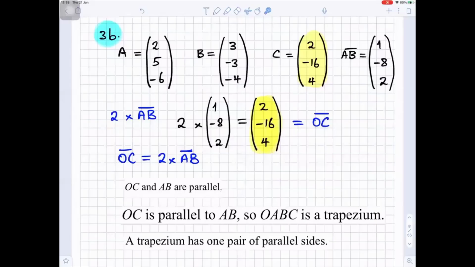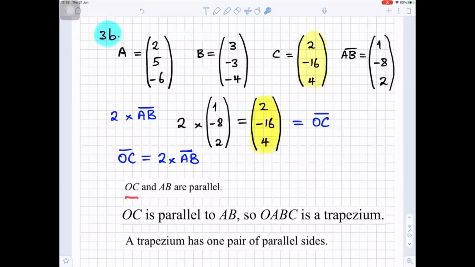Question 3b. I've written vector A as a column vector, B as column, C as column, and AB as column. You will notice that if you multiply 2 times AB, which is 1, minus 8, 2, so 2 times 1 is 2, 2 times minus 8 is minus 16, 2 times 2 is 4. So that means OC is the same as 2 times AB.